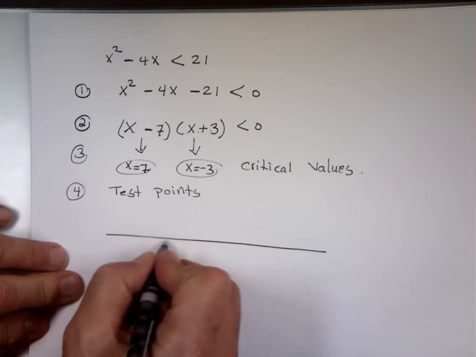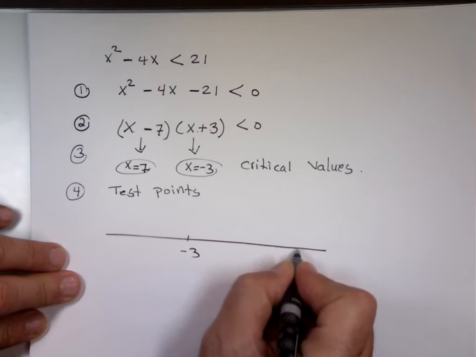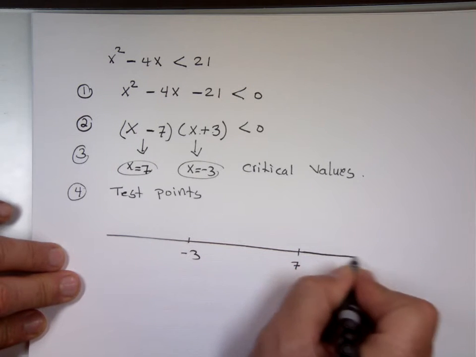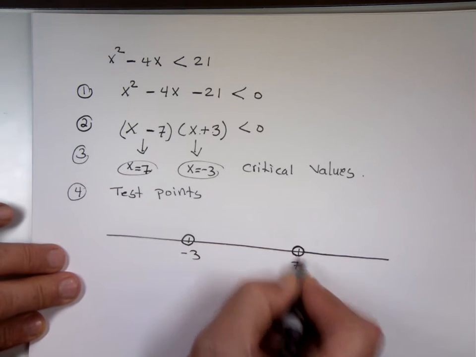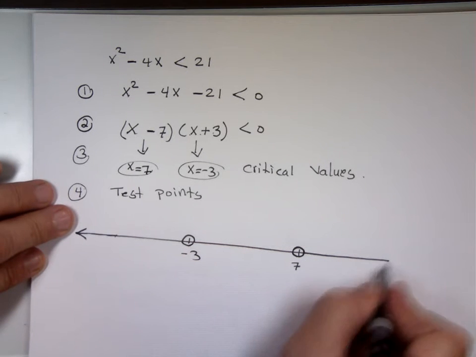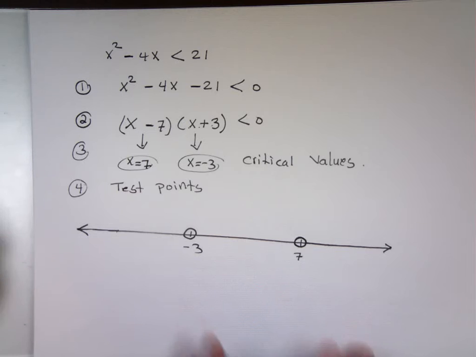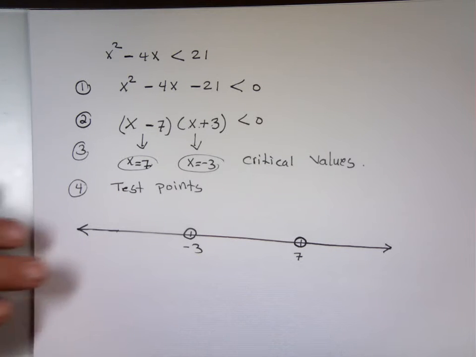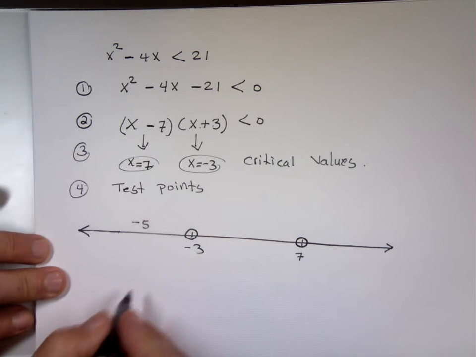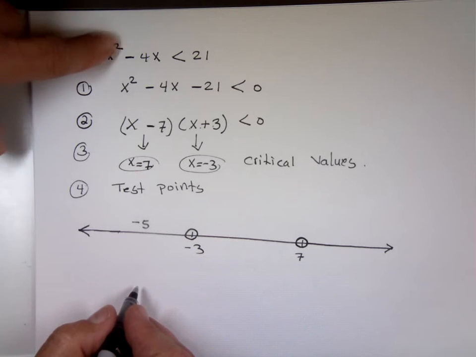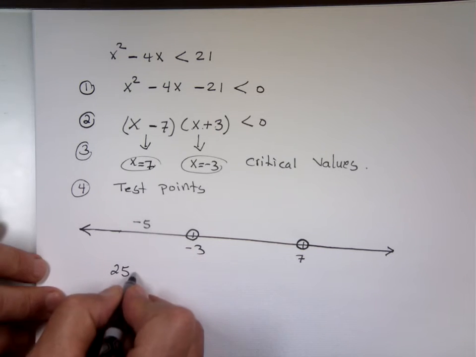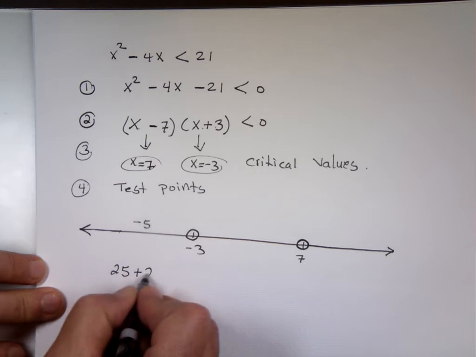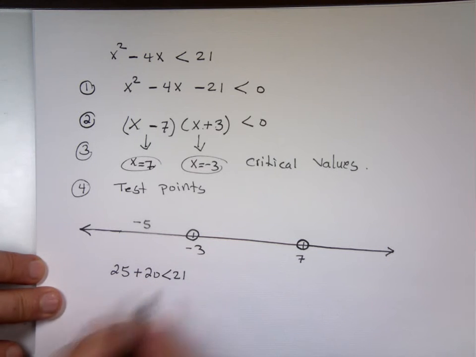So this is the negative 3. This is the 7. And again, there is no equal sign, so it's an open circle. I'll pick a number less than negative 3. How about negative 5? Tested. Negative 5 when you square it is what? 25. Minus 4 times the negative 5 is what? Plus 20. Is that less than 21? No. Right? That's 45.